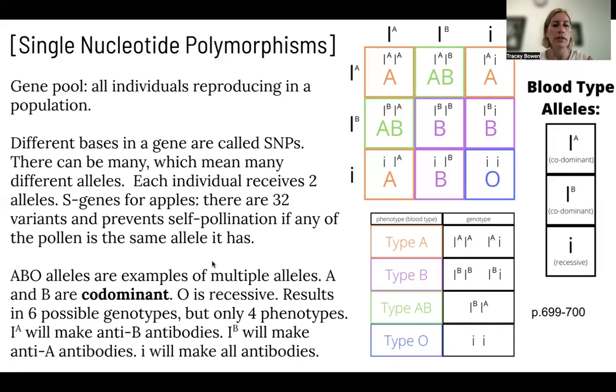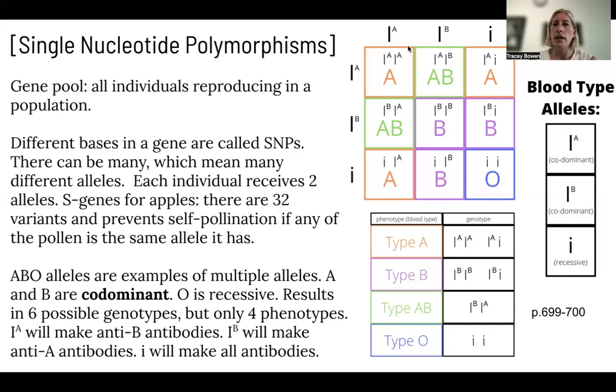And ABO alleles are examples of multiple alleles. So those are 4 different alleles. And A and B are codominant, meaning they will both show up if you have those alleles. And O is recessive, and that's going to result in 6 possible genotypes, but only 4 phenotypes. So the 4 phenotypes are obviously A blood, B blood, O blood, or AB blood. But there could be 6 different genotypes. So we'll talk about this in just one second.